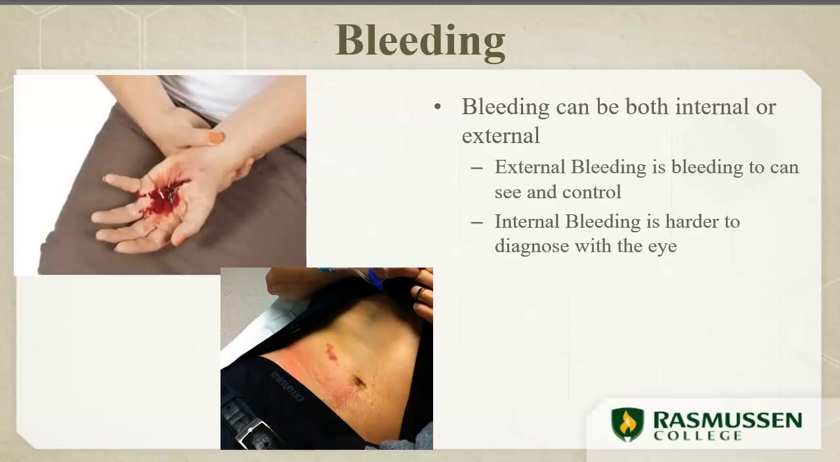So the first one that we have is bleeding. Now, bleeding can either be external or internal.